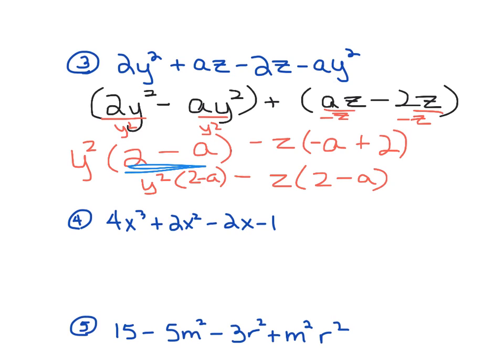Okay, now I need to take the next step. I now have the greatest common factor, which is going to be 2 minus a, and then the 2 GCFs that I pulled out.